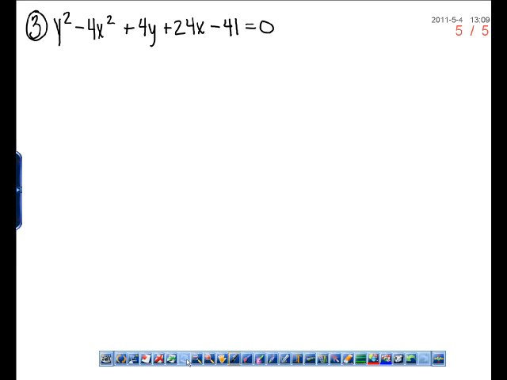All right. So, whichever one is already positive, whichever y squared or x squared is already positive, keep that one positive. So, which ones am I going to list here first? My y's or my x's? My y's. So let's group. I'm going to have y squared plus 4y minus 4x squared plus 24x. What should I do with that 41? Move it to the other side.